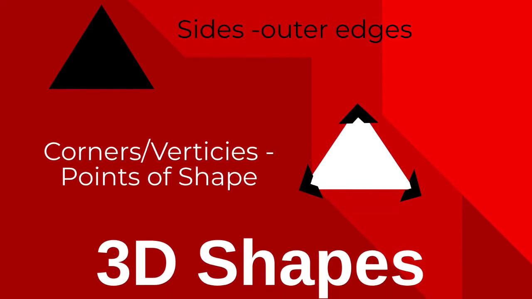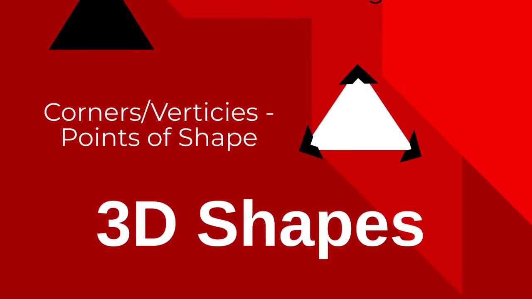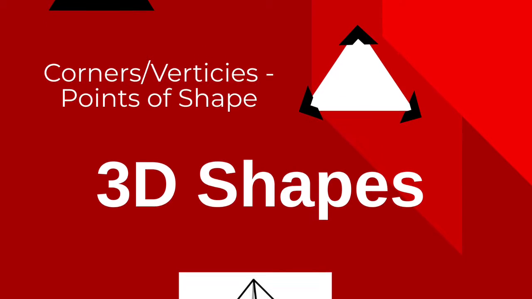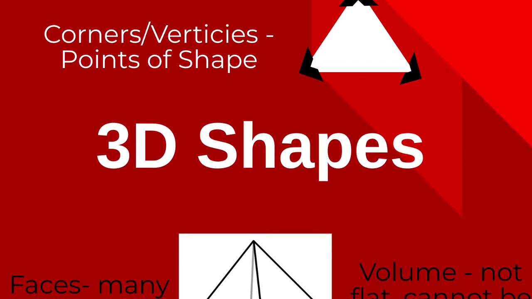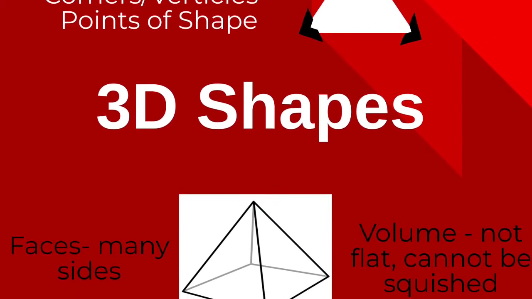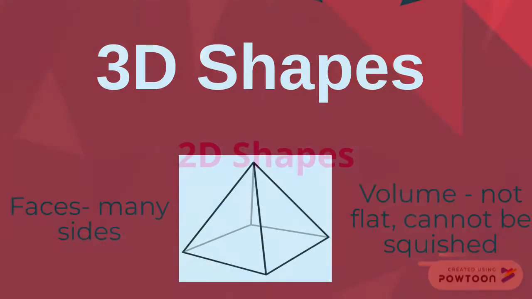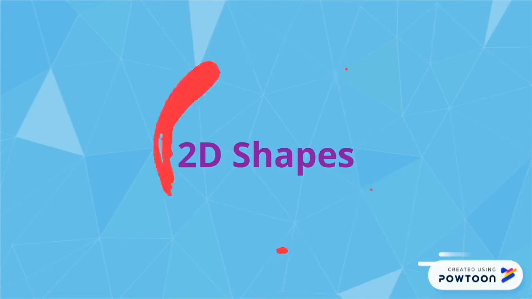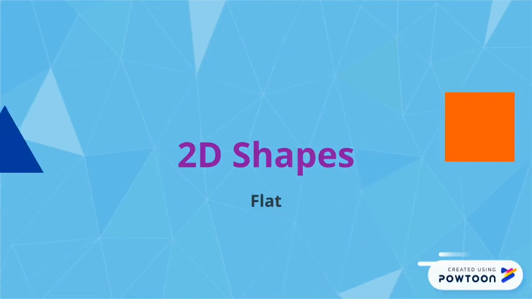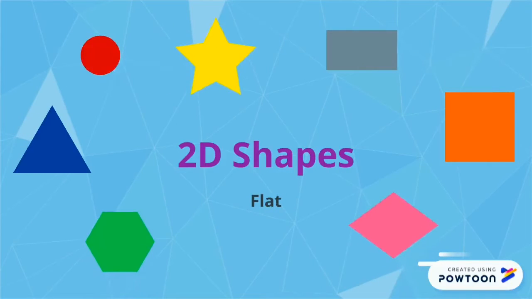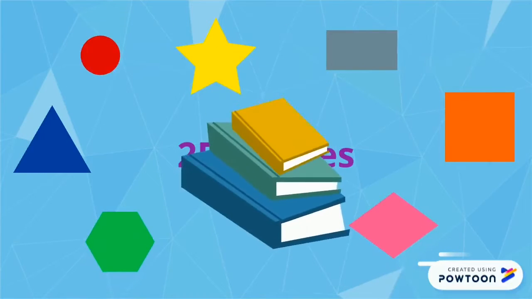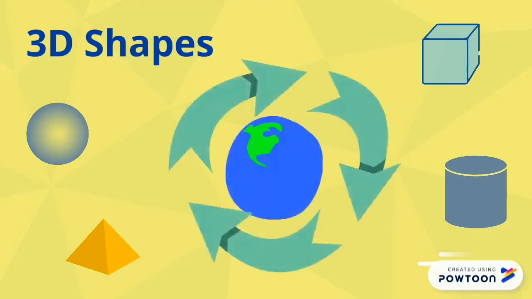3D shapes are different. When we look at a 3D shape, we know that it has volume, or the shape is not flat, and it has many faces, or sides. We know that 2D shapes are flat and can be found around the room on walls or maybe even in a book. 3D shapes can be found in the world around us too.